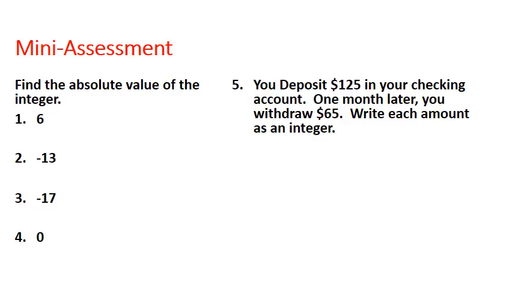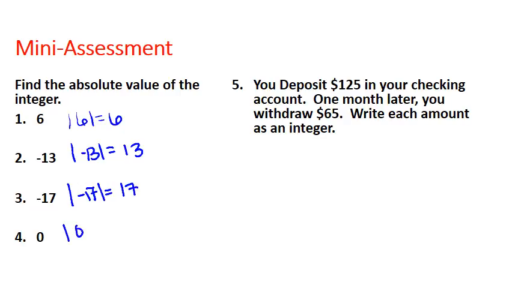Okay, so as we're looking at this, we're finding the absolute value of the integer. So the absolute value of 6 is going to be equal to 6. The absolute value of -13 is going to be equal to 13. The absolute value of -17 is going to be equal to 17. And the absolute value of 0 is equal to 0.